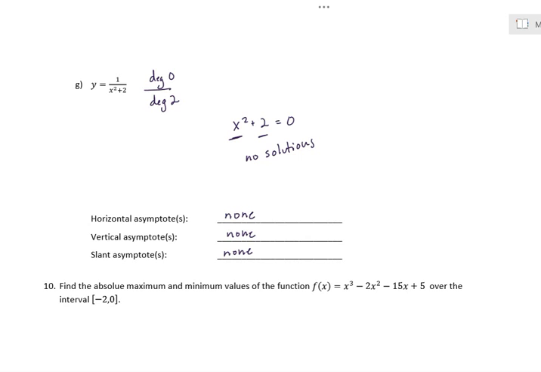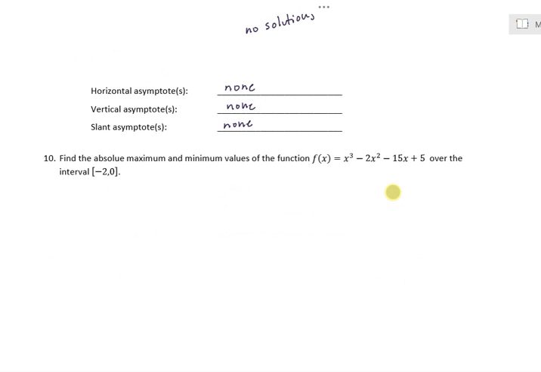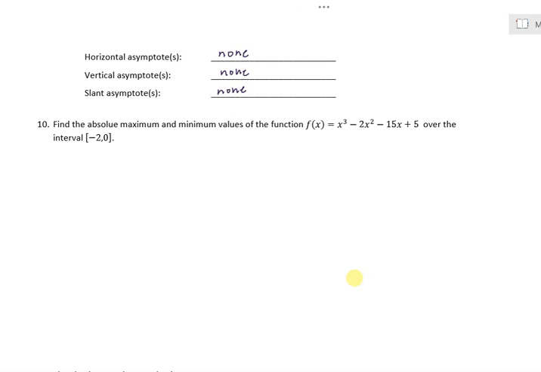Okay, problem 10. Find the absolute maximum and minimum values of the function f of x equals x cubed minus 2x squared minus 15x plus 5 over the interval negative 2, 0. It's a closed interval, so we're going to first find the critical values.